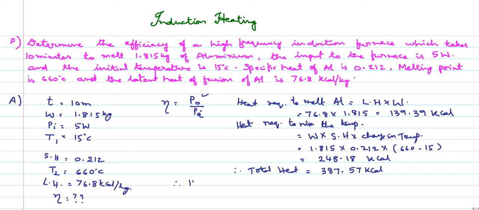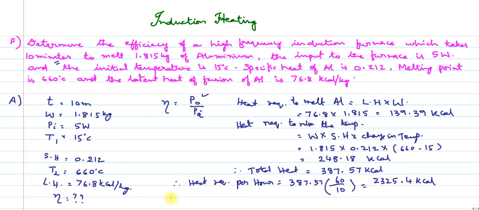So first I need to write the total heat required per hour. I got 387.57, but this is for just 10 minutes. So I need to divide this by 10 and multiply by 6. So this will come around 2325.4 kilocalorie. So this is the heat required per hour.